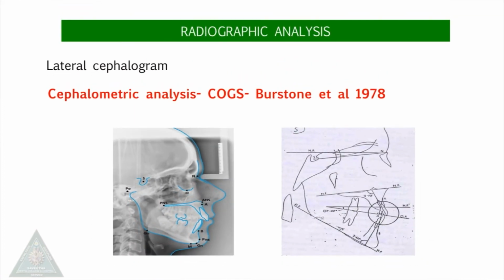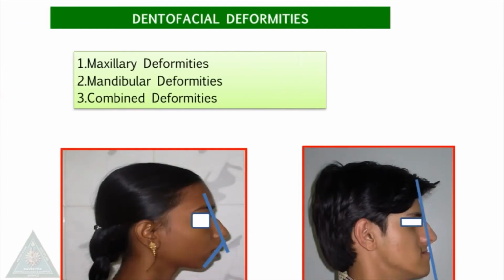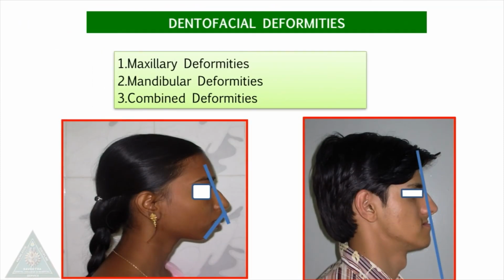The lateral cephalogram is the most commonly used radiograph to analyze such patients. The cephalometric analysis by Burstone in the year 1978 is the most commonly used orthognathic cephalometric analysis. The dentofacial deformities can be either maxillary deformities, mandibular deformities, or a combination of both maxillary and mandibular deformities.